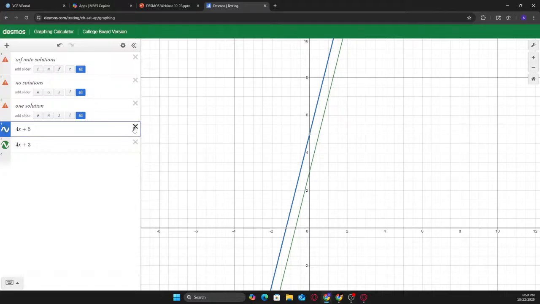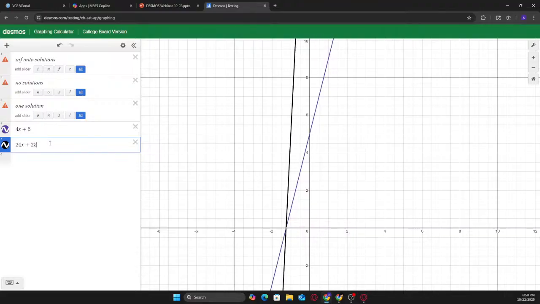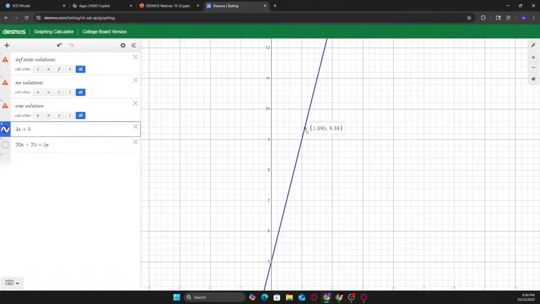Now, what does it mean with infinite solutions? So let's say we type in a problem. So 4x plus 5, and then let's say 20x plus 25. Well, actually, that's wrong. Let's say we have 20x plus 25 equals 5y. So we're going to look at this. So we see this line.